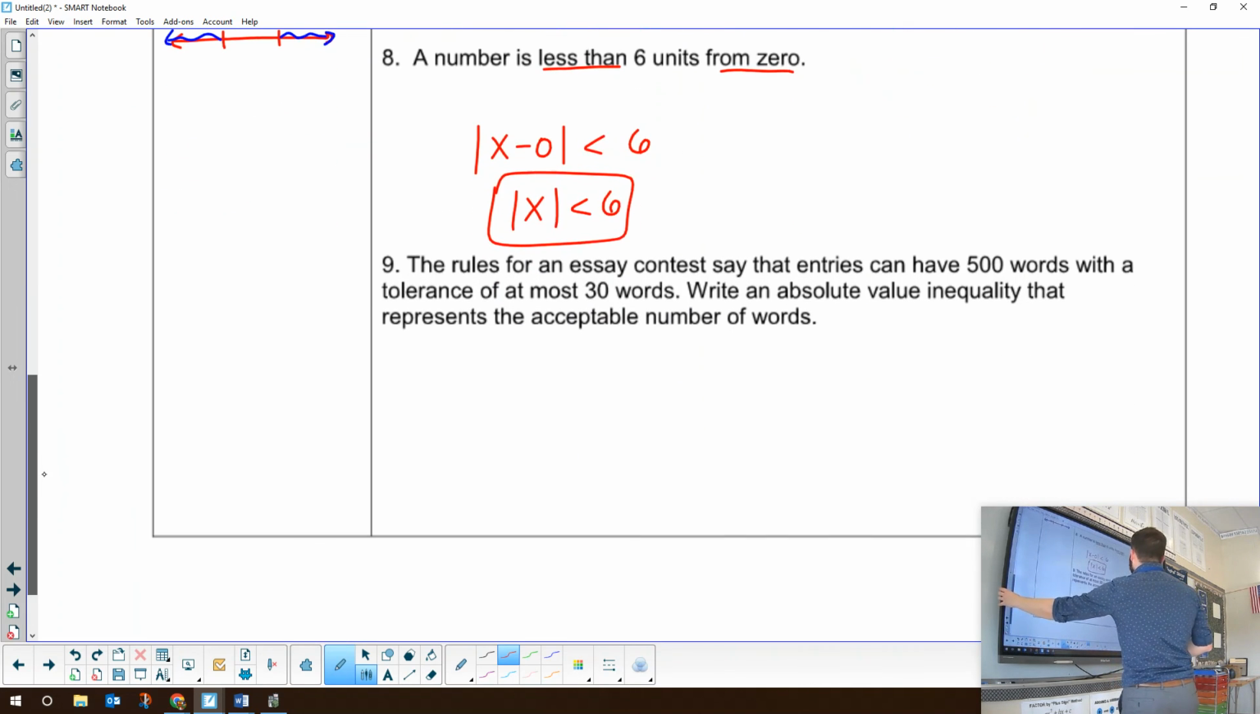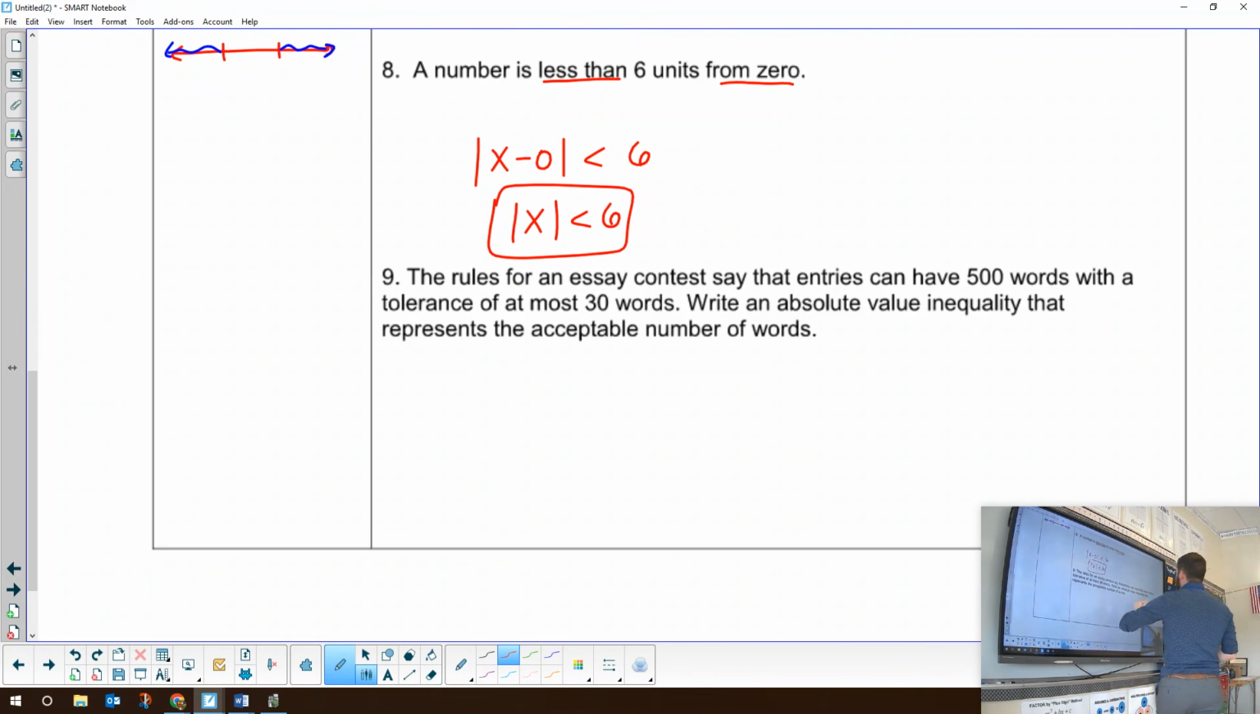All right, number 9. The rules for an essay contest say that entries can have 500 words with a tolerance of at most 30 words. Now, tolerance means an agreeable amount, so an amount that will still be counted. So if we go more than 30 words over, it doesn't count. If we go less than 30 words under, it doesn't count. So we have to be either at or in between that.